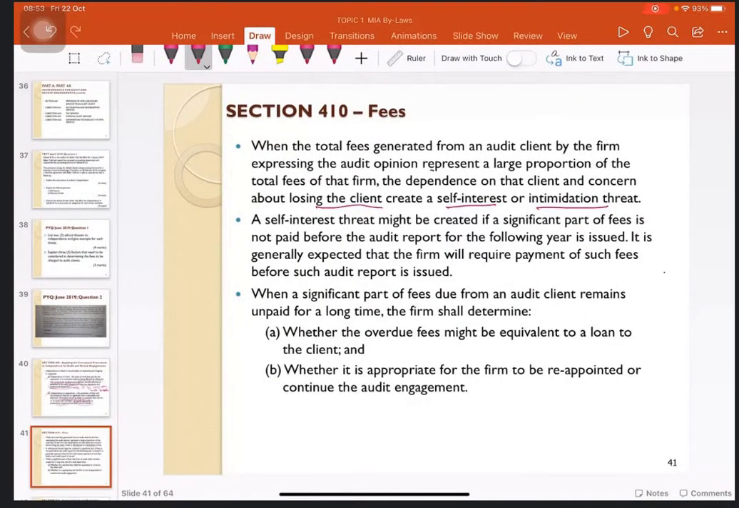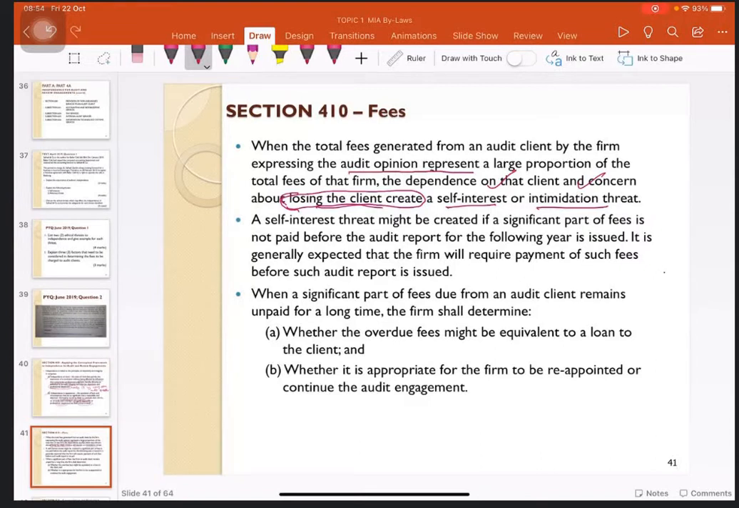If you rely too much on your fees from one client, okay, audit fees. The total fees generated from an audit client by the firm expressing the audit opinion, meaning that the fees from your client for the audit service represent a large proportion of the total fees of the firm, the dependence on the client and concern about losing the client. So you are just afraid that you might lose your client, okay? So if you worry you will lose your client because you rely too much on that particular client, it is considered a self-interest threat or an intimidation threat, okay?